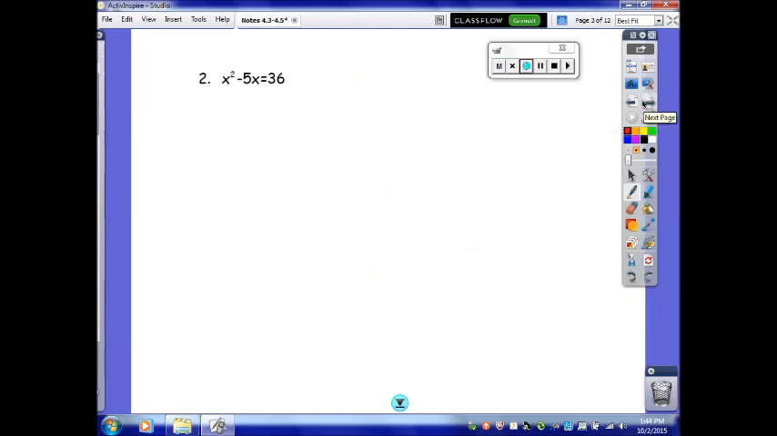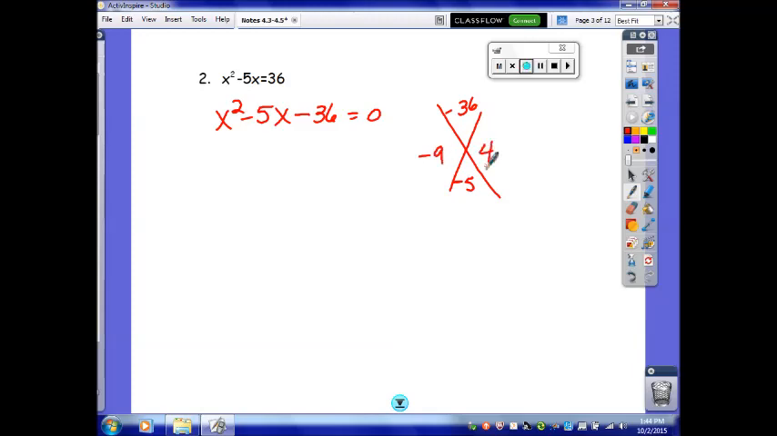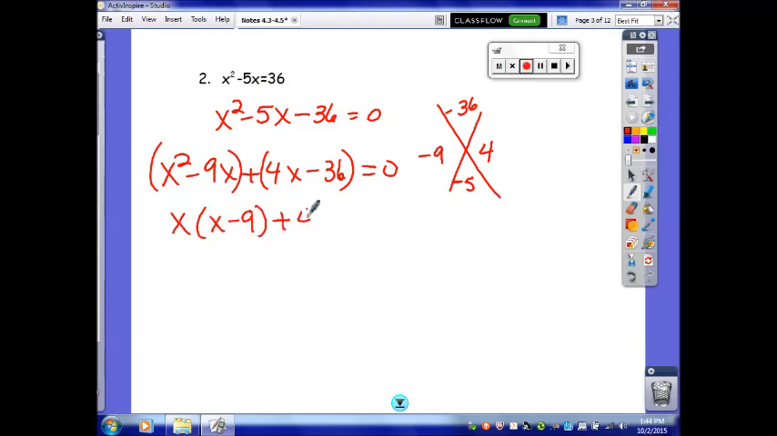Alright, this problem, it's not in standard form, so we need to rewrite that first, put it in standard form. Now you want to factor. Our lead coefficient is 1, so 1 times negative 36. What multiplies to give you negative 36, but has a difference of negative 5? Negative 9 and positive 4. Here again, factor. Pull out a GCF. So my 2 factors are x plus 4, x minus 9.